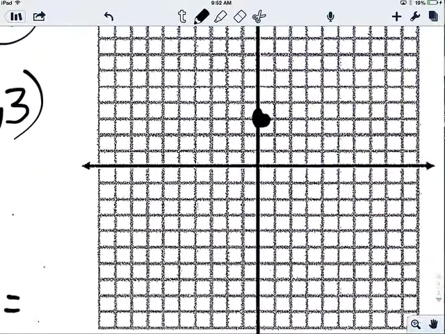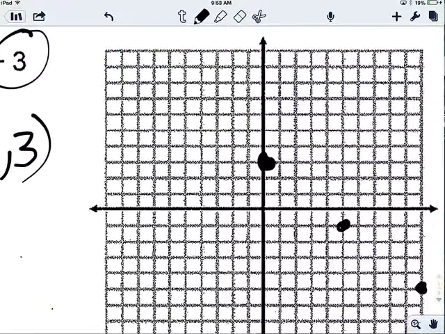So I'm going to go down 1, 2, 3, 4, and then right 1, 2, 3, 4, 5. Just showing you my counting there, you don't have to make those marks, but you do have to plot the point. If I want to work backwards, I'm going to go up 4, 1, 2, 3, 4, and then go to the left 5, 1, 2, 3, 4, 5.